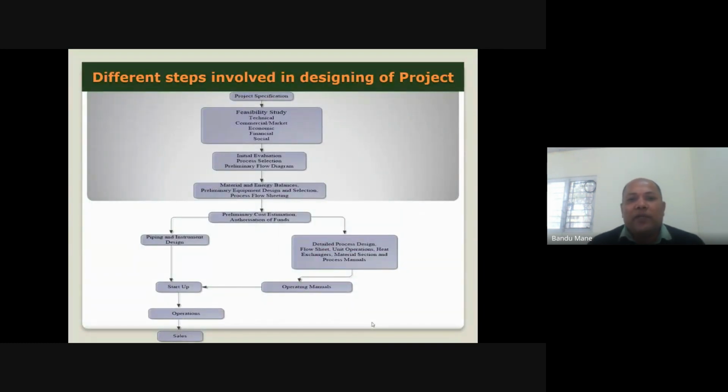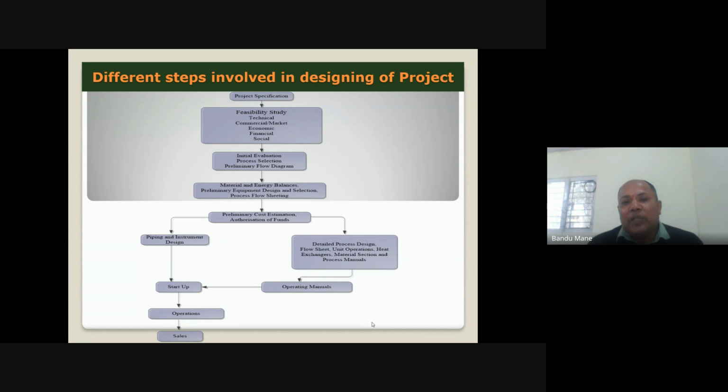What are the different steps involved in designing the project? First, decide your project. You are going to start a small milk processing plant, a mini milk processing plant, or any other plant. First and foremost is the feasibility study, which includes the technical aspects, commercial aspects, marketing aspects, then the functional and social aspects in this particular area. Then comes the initial evaluation of your project.